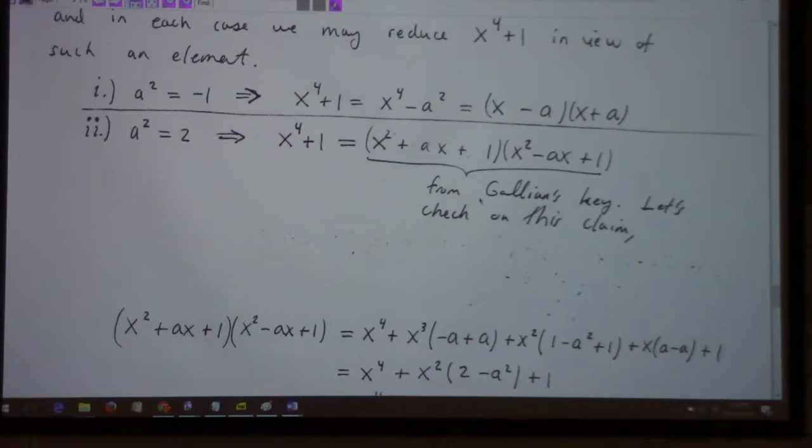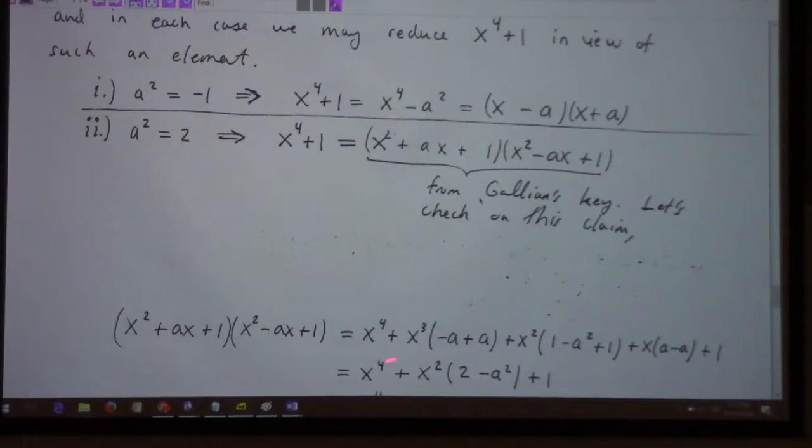Like you've got x to the fourth plus 1. If a squared is equal to minus 1 mod p, then that's x to the fourth minus a squared, in which case that's, hey, this is supposed to be x squared minus a times x squared plus a. Sorry about that. But the point is it's a reduction, all right? So it factors. If a squared is equal to 2, then you can factor like this.